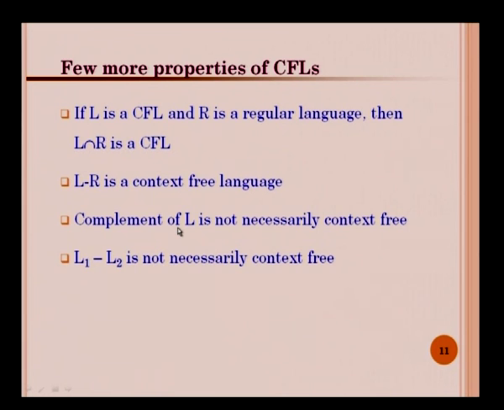And the last one is L1 minus L2. We have already seen that L minus R is a context free language, and here it is L1 minus L2, the set of all strings in L1 but not in L2. Once again, this can be implemented using the intersection operation or the complement operation. Since we know that intersection is non-context free and complement is also non-context free, we can conclude that L1 minus L2 is also not going to be a context free language. So, that is about the properties of context free languages.